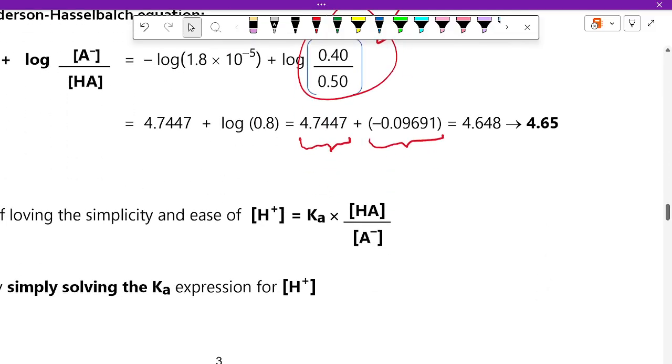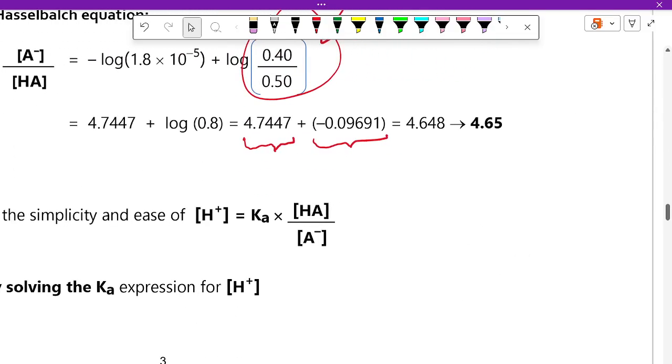Okay? Don't stress, just use the formula. Okay?